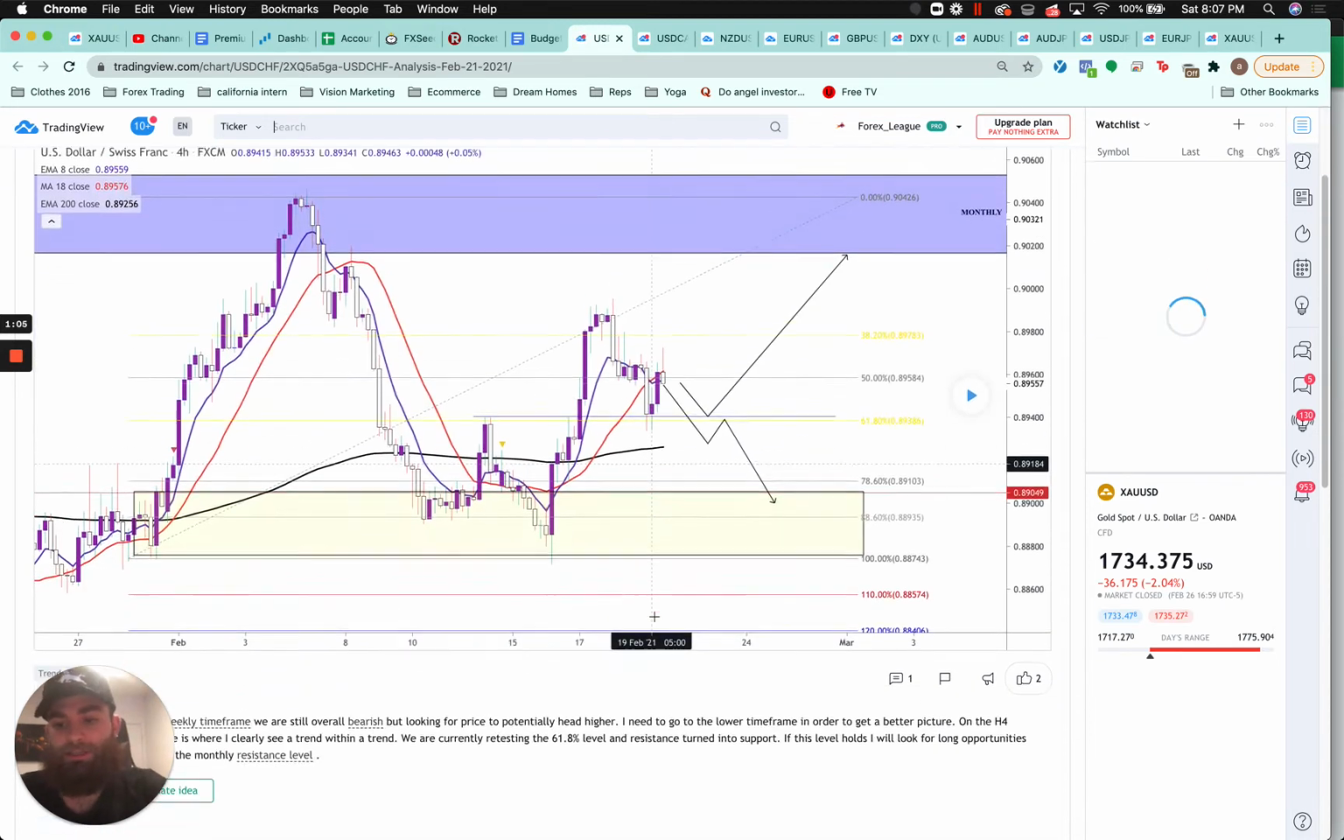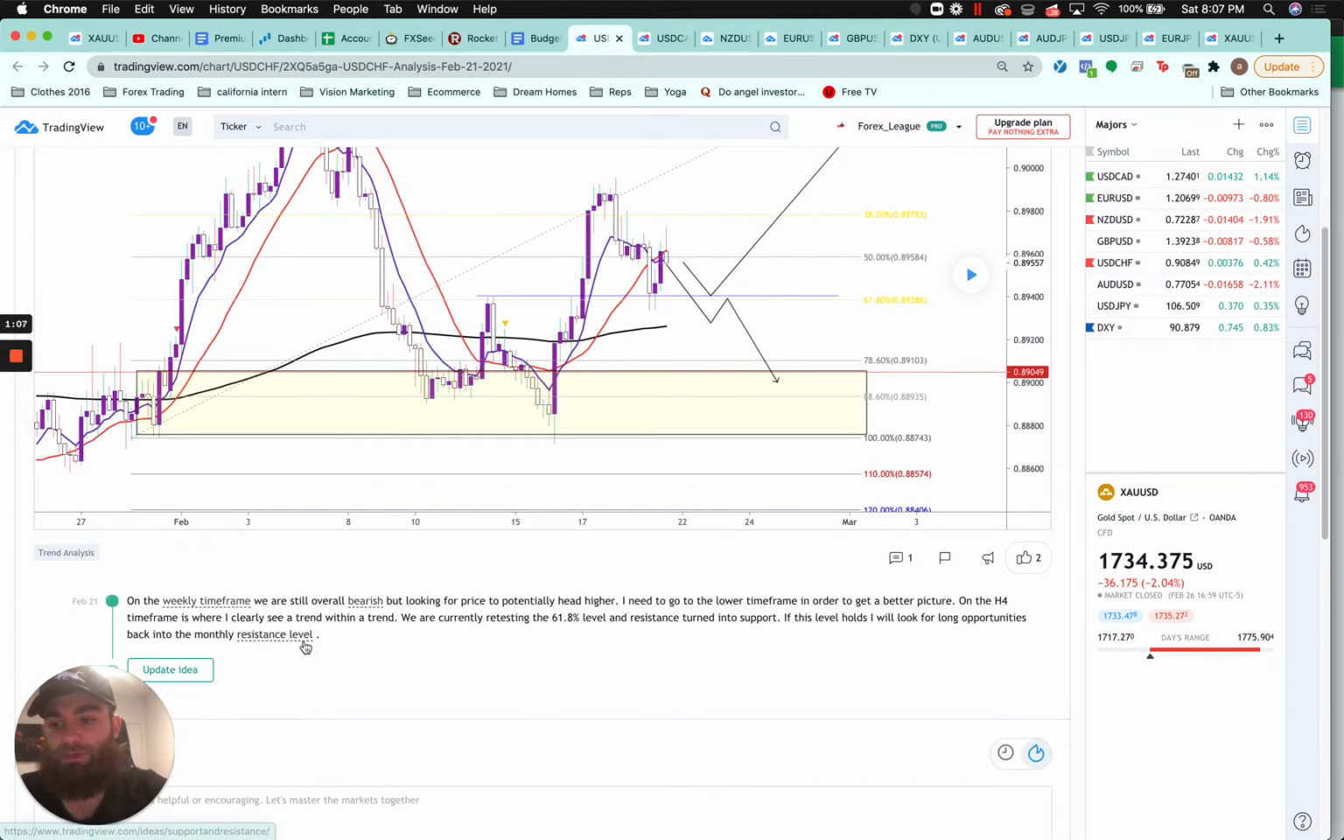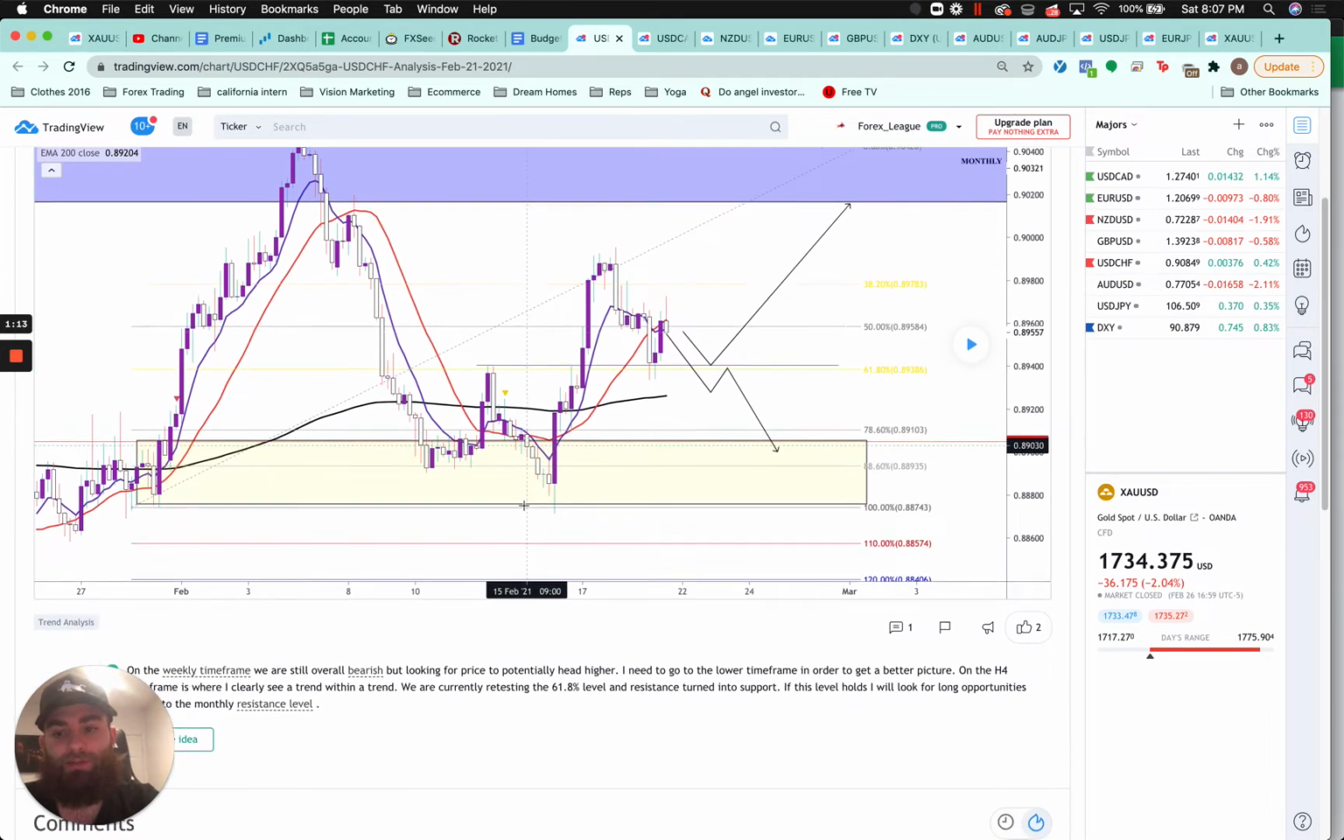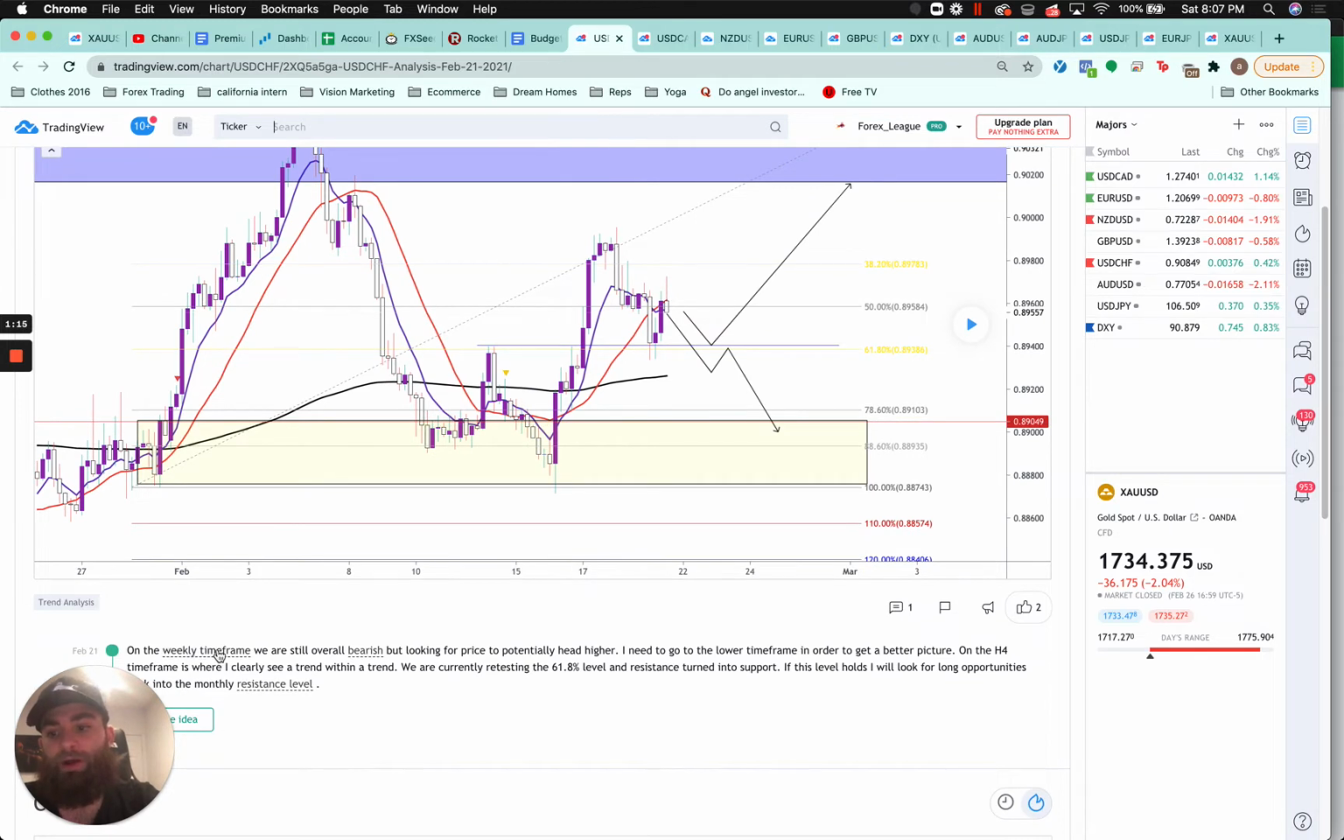As you can see, with every single pair of analysis we drop, we do our top-down analysis. So we're going to start off on this one. We're on the 4-hour time frame on USDCHF. On the weekly, we're still overall bearish, but looking for price to potentially head higher. I need to go to the lower time frame in order to get a better picture.